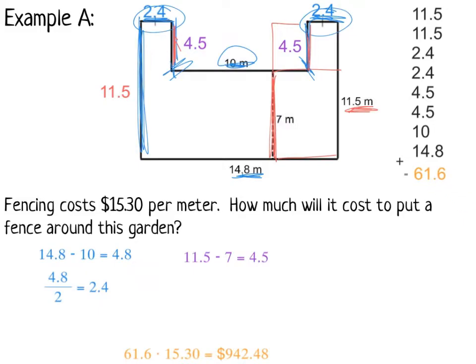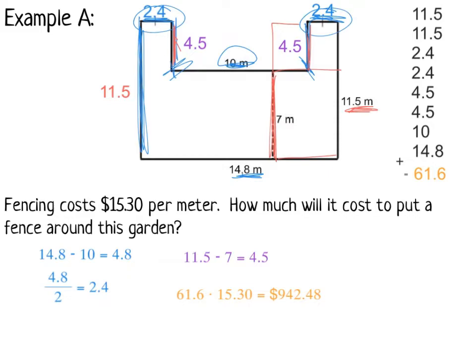But the problem doesn't ask me what is the perimeter of this garden. It tells me that we're going to be putting fencing around this garden. The fencing costs $15.30 per meter. So how much will it cost to put the fence around this garden? I'm going to take the 61.6 meters, multiply it by the $15.30 per meter, and when I do that, it will tell me the total amount it's going to cost for fencing is $942.48. And that's what I'm looking for as my answer.